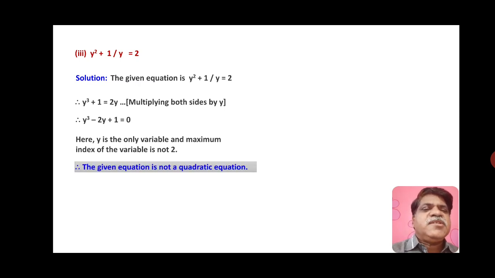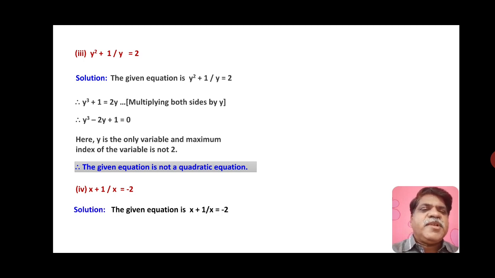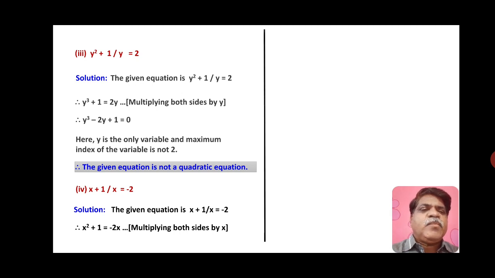Therefore, the given equation is not a quadratic equation. Friends, next is x plus 1 upon x is equal to minus 2. Here again there is an x in the denominator. So, multiply both sides by x, and you get x square plus 1 is equal to minus 2x. Therefore, x square plus 2x plus 1 is equal to 0.